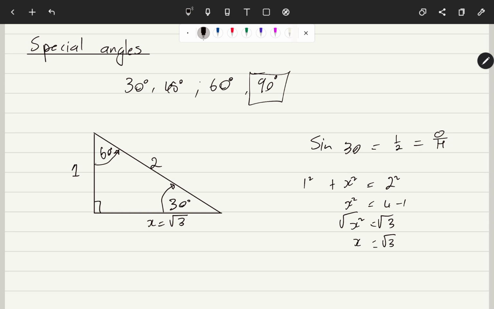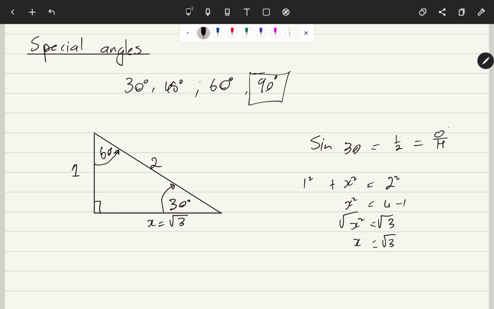What I will tell you is the square root of 3, I always forget it. What I just know is that sine 30 degrees is half, which is 1 over 2, opposite over hypotenuse.